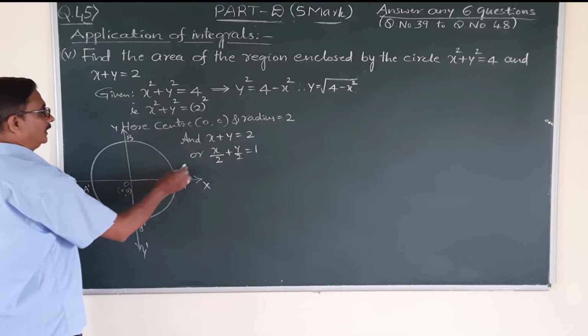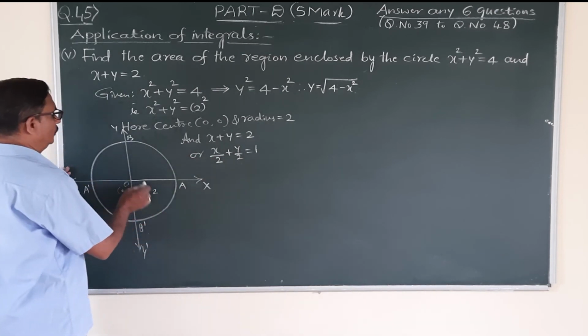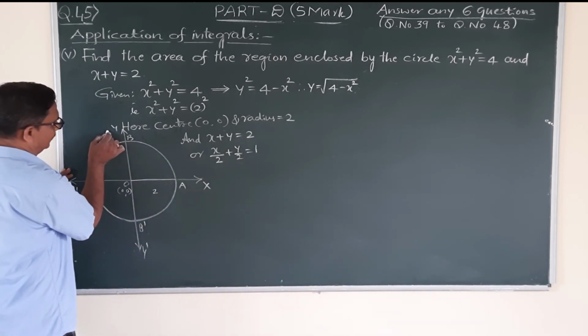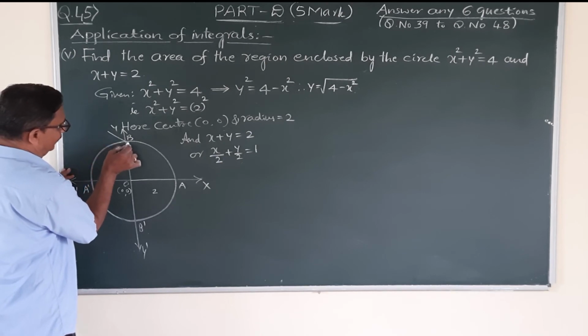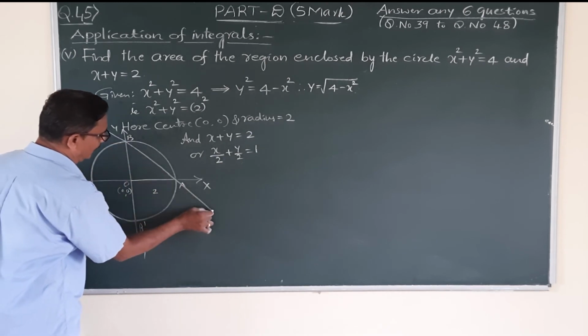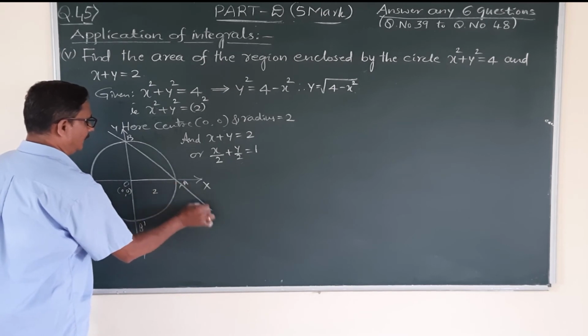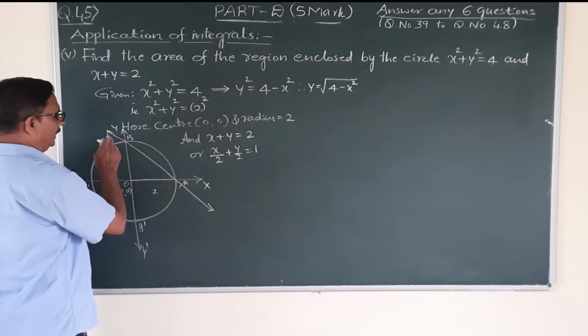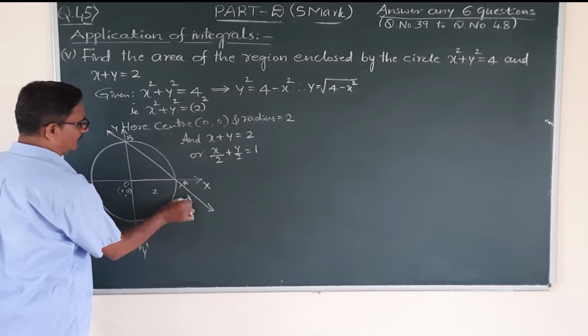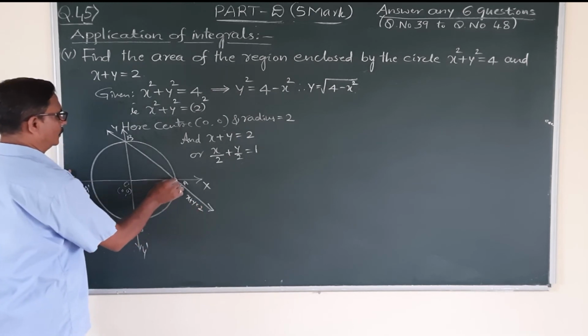So now here the x intercept is 2, y intercept is 2, so the line is like this. The line cuts the x axis at A and y axis at B. The line cuts the x axis at A and y axis at B, that is x plus y is equal to 2.